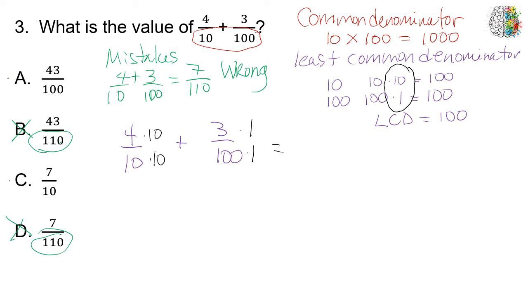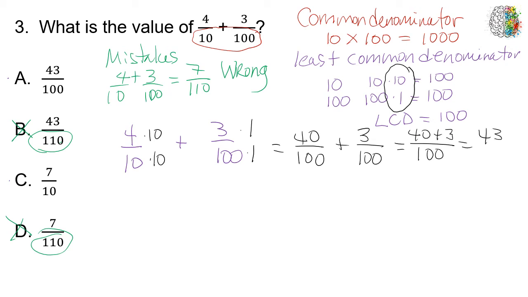So that's going to give me 4 times 10 is 40, 10 times 10 is 100, plus 3 times 1 is 3, 100 times 1 is 100. Now that I have a common denominator, I just need to add my numerators, 40 plus 3. So that gives me 43 over 100. And I see that's one of my answers. That's my answer A. Now I want to look and say, can 43 over 100 be reduced to anything smaller? And it doesn't look like it can.